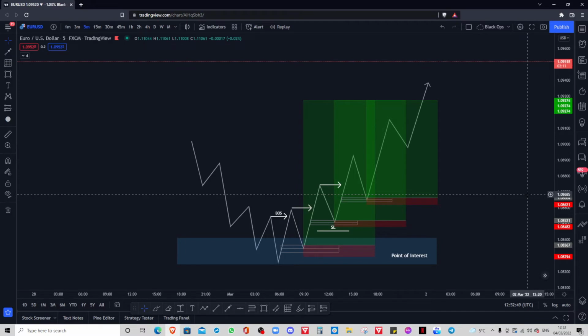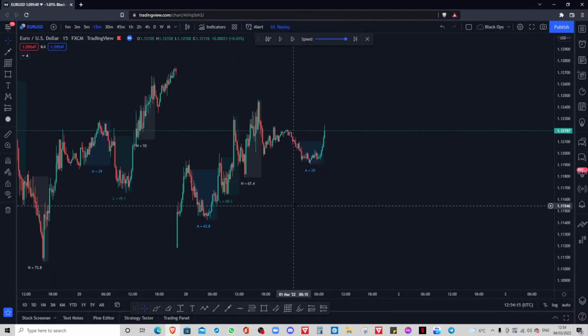Now let's go over a live trade example of something that you can expect to achieve from the market. So let's go over a very recent trade. This trade came about around the 1st of March. So what is the analysis going into it very quickly?